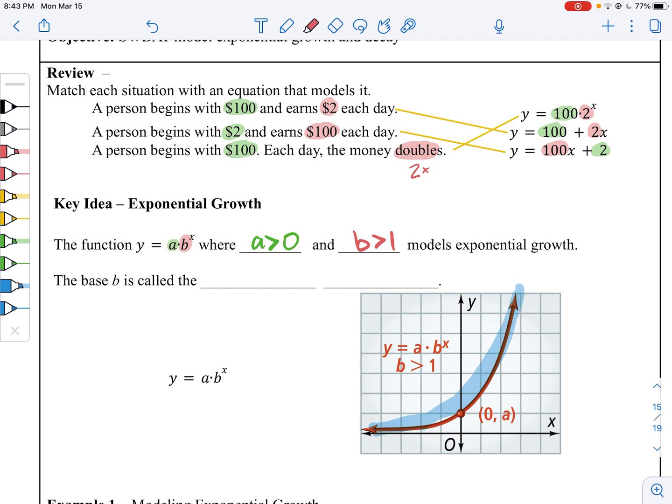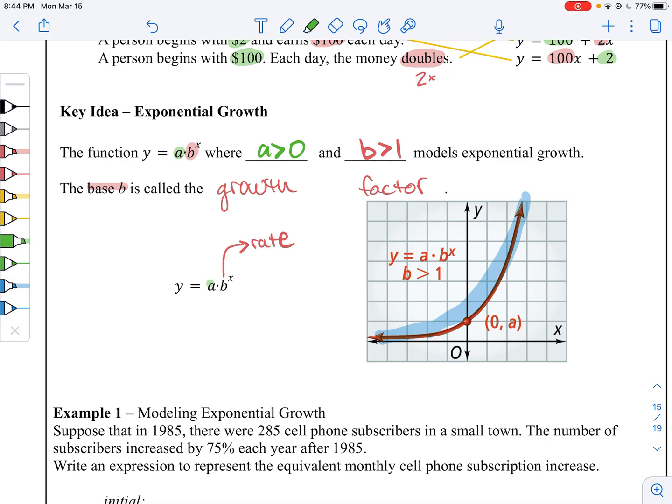Here is a little review. Remember that we call b the base, and that shows you how quickly something is growing. The technical term is the growth factor. Earlier we called it the rate. It's the rate at which it's growing.